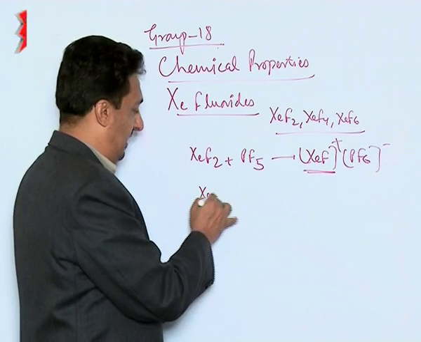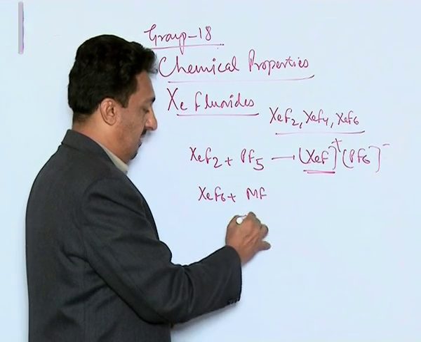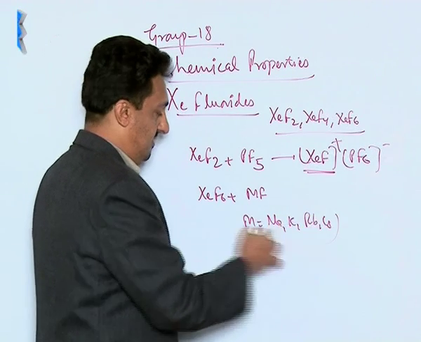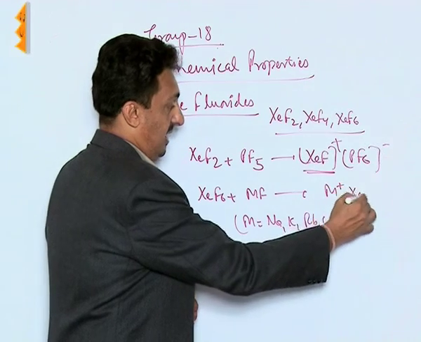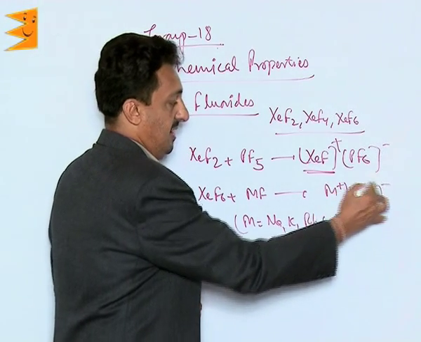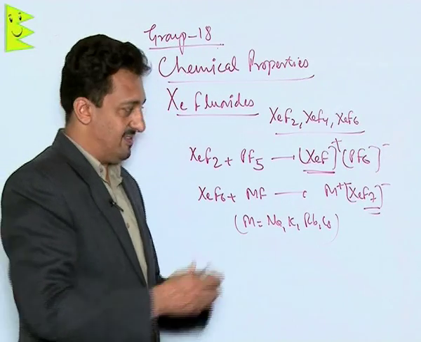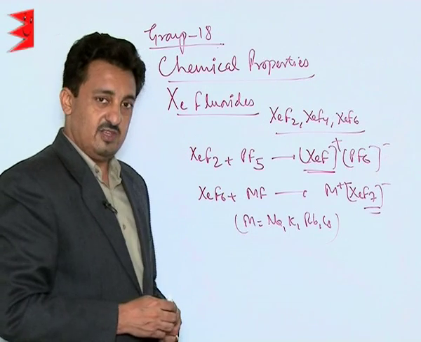Then if XeF6 is combined with MF, where M can be sodium or potassium or rubidium or cesium, it forms M+ and XeF7−. So here it is actually existing as a fluoroanion, so it accepts an anion, a fluorine. So these are the properties of xenon fluorides.